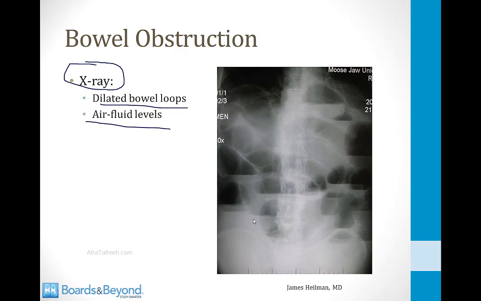If you look at this x-ray on the screen taken from a patient with a bowel obstruction, you can see many large loops of bowel filled with air. You can also see this white interface with black here. That is white fluid that is backed up behind the obstruction, and that's the interface between the fluid, which is white, and the air, which is black. That's called an air fluid level.